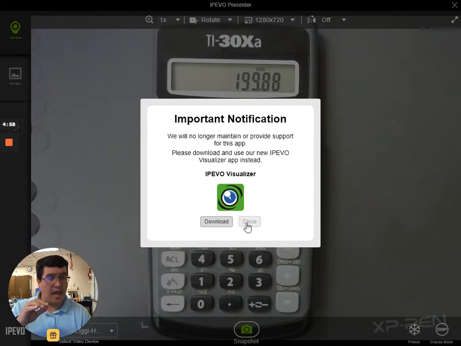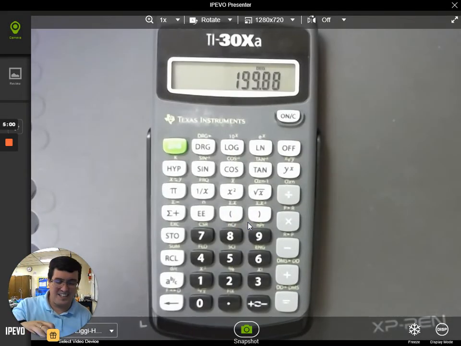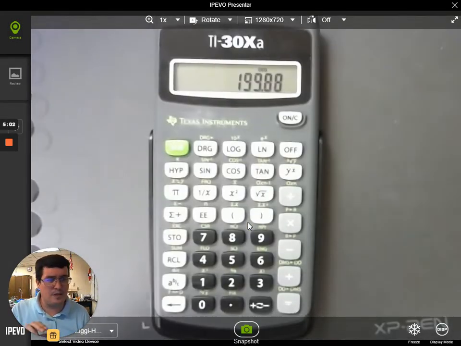It's a little bit of washout there. If I lean over a little bit. Yeah, there we go. All right.